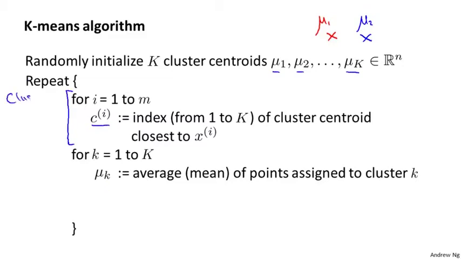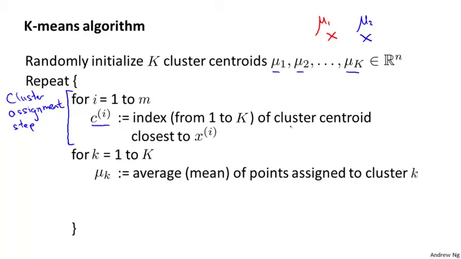So this was my cluster assignment step, where we took each of my examples and colored it either red or blue, depending on which cluster centroid it was closest to. Okay? So ci is going to be a number from 1 to k that tells us, is it closer to the red cross or is it closer to the blue cross?